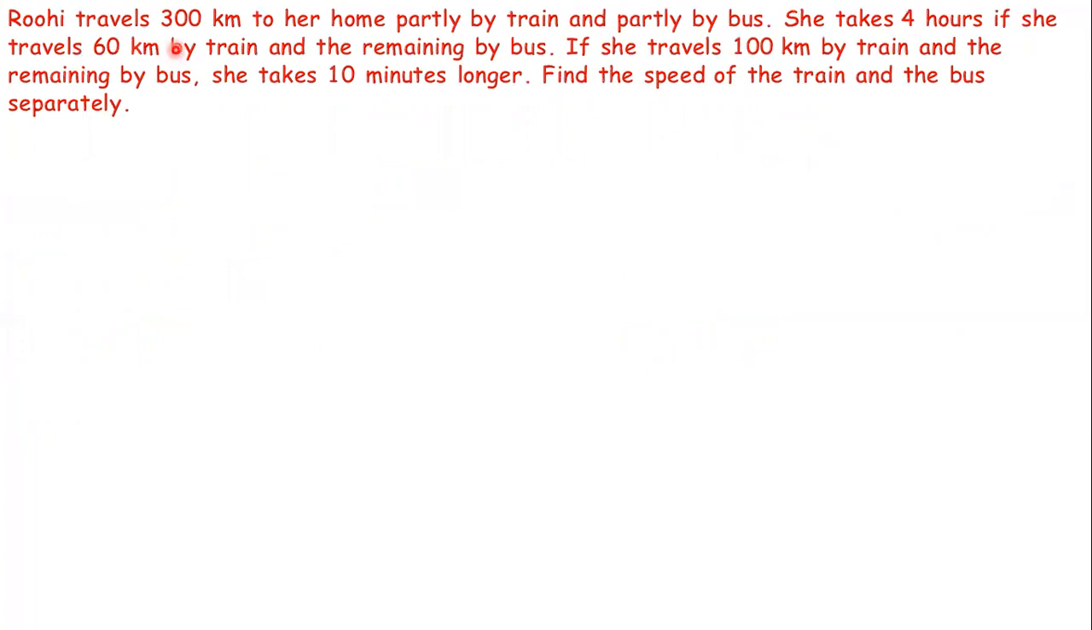Ruhi travels 300 km to her home, partly by train and partly by bus. She takes 4 hours if she travels 60 km by train and remaining by bus. If she travels 100 km by train and the remaining by bus, she takes 10 minutes longer. Find the speed of the train and the bus separately.